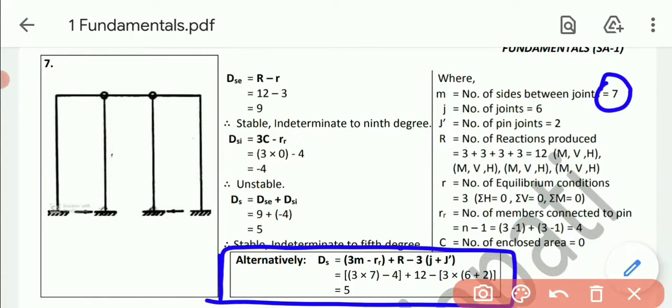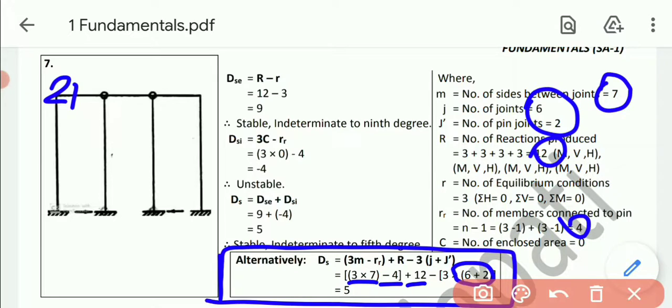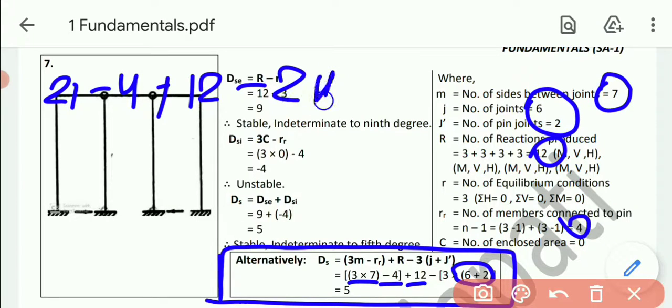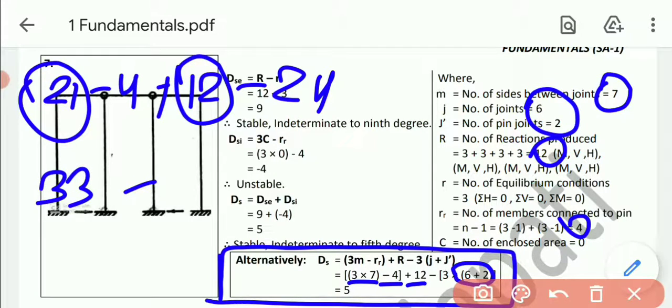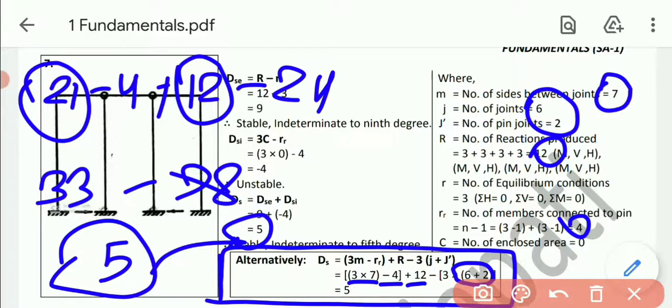3 times M, M stands for 7, 3 times 7 minus RR, that is 4, plus capital R, that is 12, minus 3 times J plus J dash, that is 6 plus 2. Clear? This one. So by solving this one, 3 times 7, 21, minus 4, plus capital R, that was 12, minus 3 times 6 plus 2, 8, that is 3 times 8, that is 24. So 21 plus 12, 33, minus 24 plus 4, 28. I will get the answer, that is 5. Clear? We have already got the answer 5.